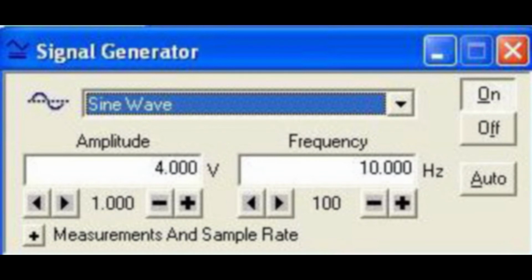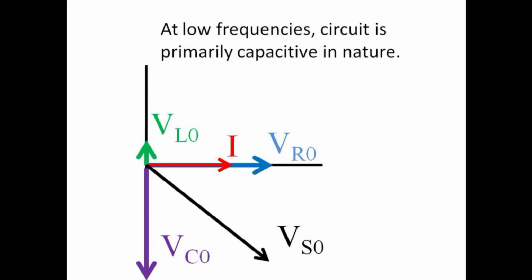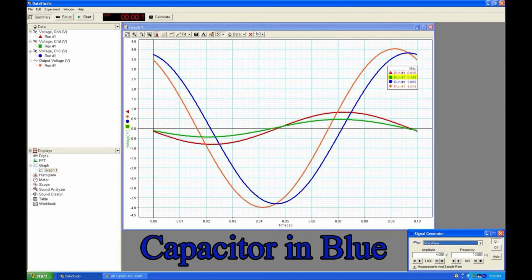The AC source voltage is set to 4 volt amplitude, and the frequency is varied from 10 to 1000 Hertz. At low frequencies, the capacitor has a large reactance, and we expect the voltage drop across the capacitor to dominate the circuit. At only 10 Hertz, note how much larger the blue capacitor voltage is compared with the resistor and inductor. The capacitor voltage is nearly identical to the source voltage. We note the peak values of each circuit element for every frequency.